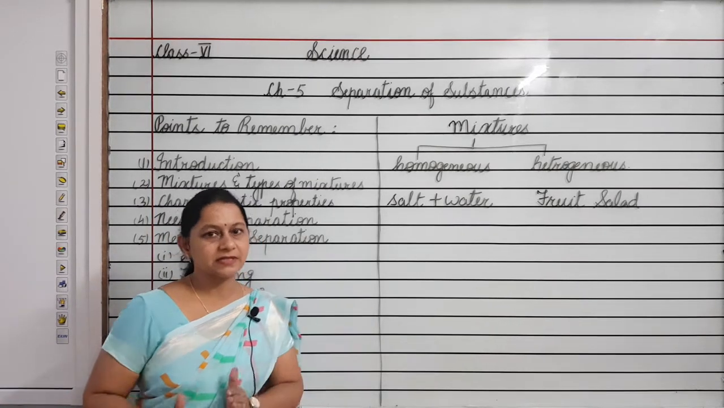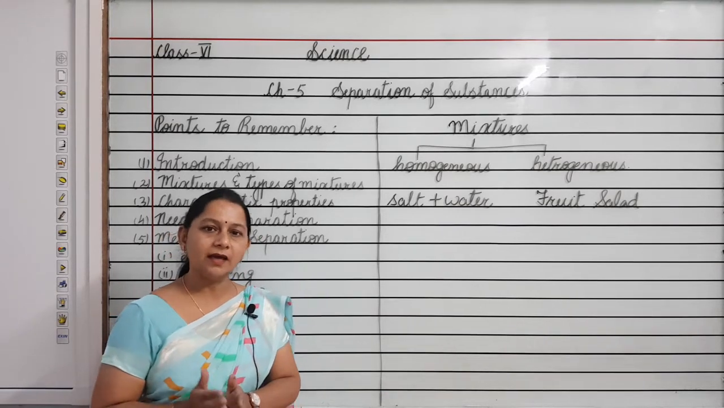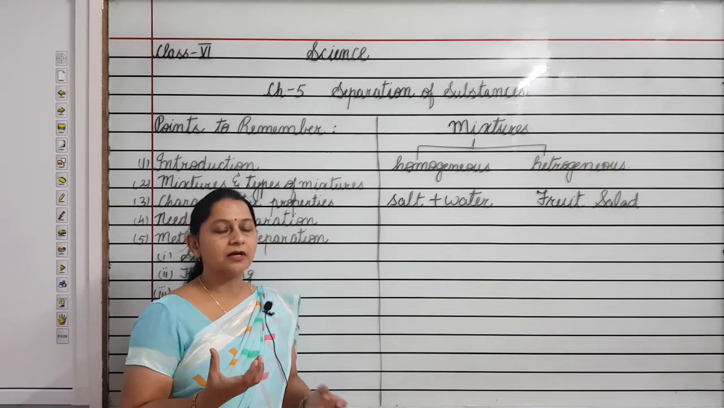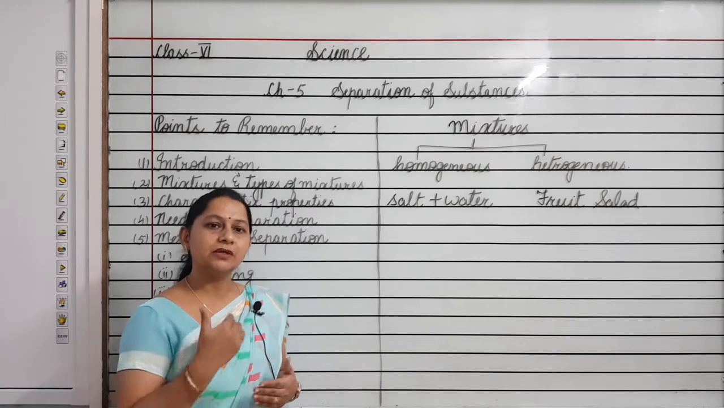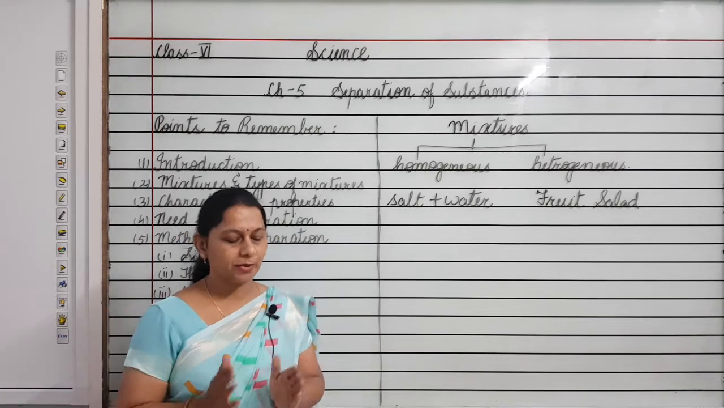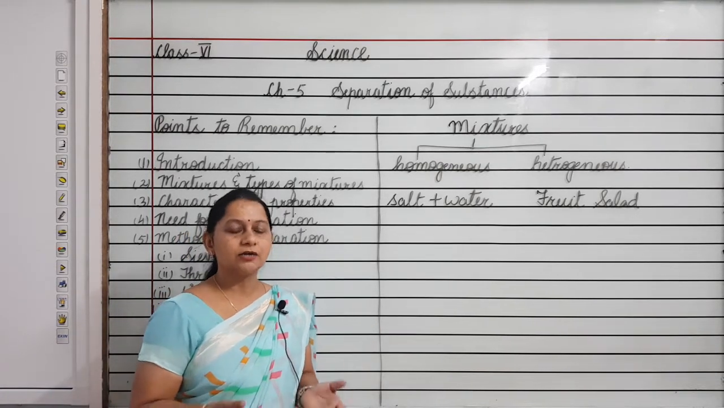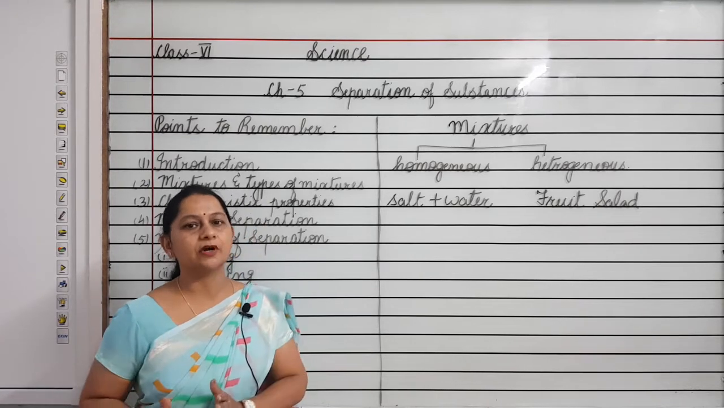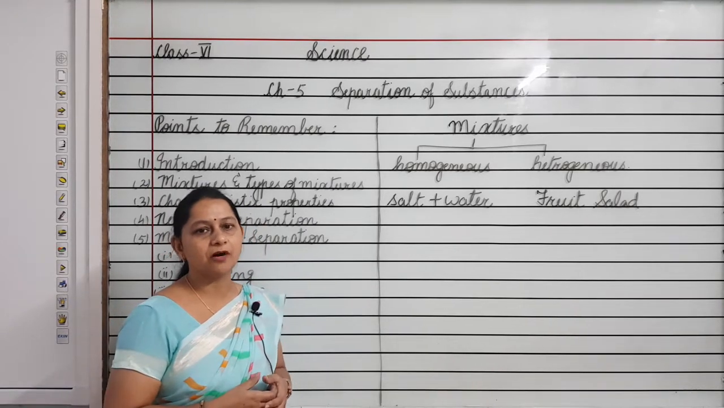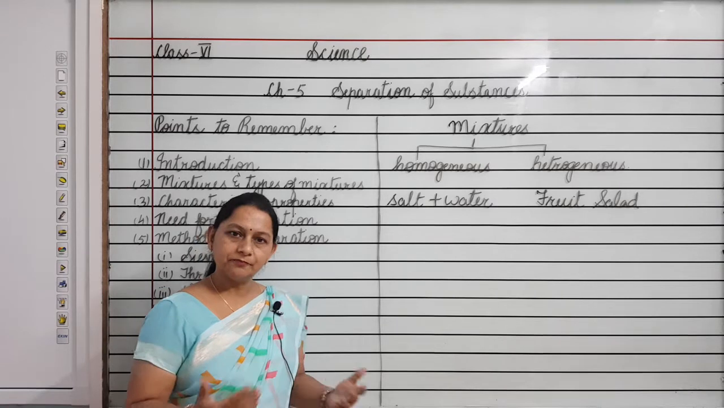And all these substances, petrol, kerosene and diesel, are specifically used. They can be used individually, and each component is useful for us. So, to obtain these useful components, we need to separate the mixtures.